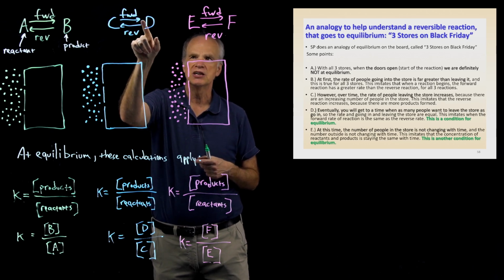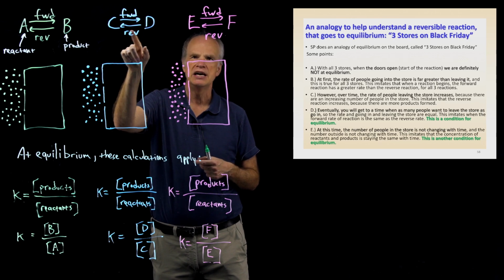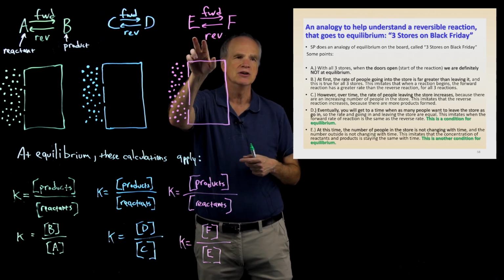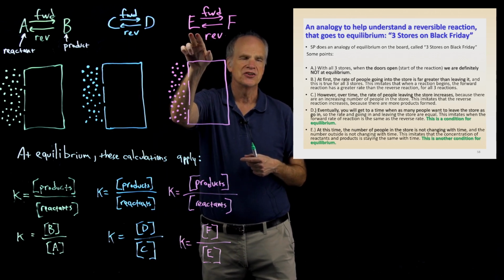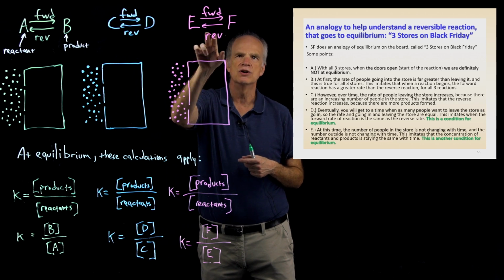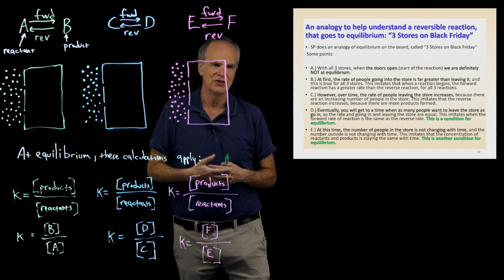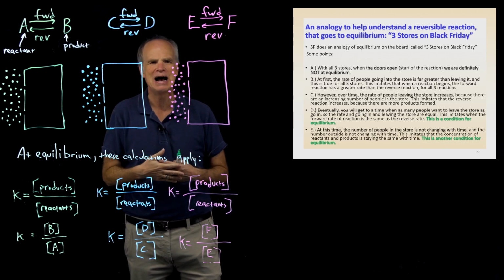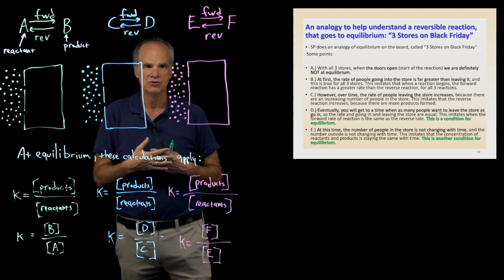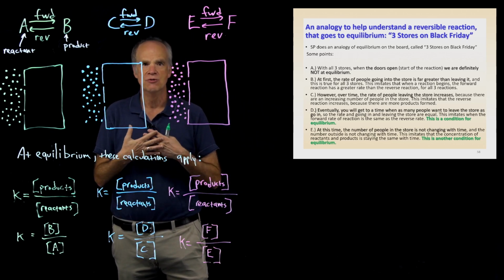And we know this is because we see a forward arrow and a reversed arrow. And same thing, this third reaction here has a reactant E going to the product F. It's a reversible reaction.